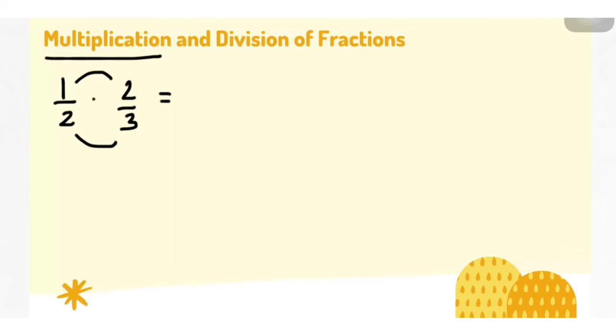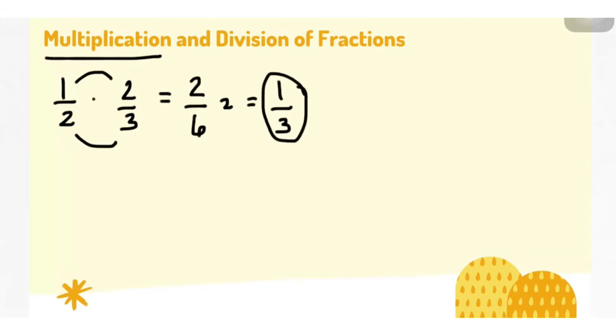So, 1 times 2 will give you 2. 2 times 3 will give you 6. Okay, then kapag pwede pang i-lowest term, ilo-lowest term natin. So, dito, pwede pa tayong mag-divide ng 2. Okay, 2 divided by 2 will give you 1. 6 divided by 2 will give you 3. Therefore, ito na yung final answer natin.